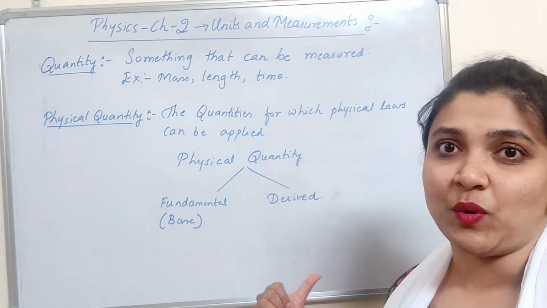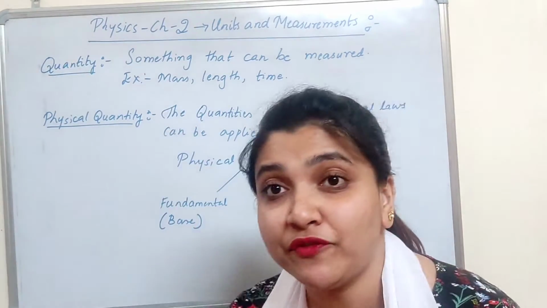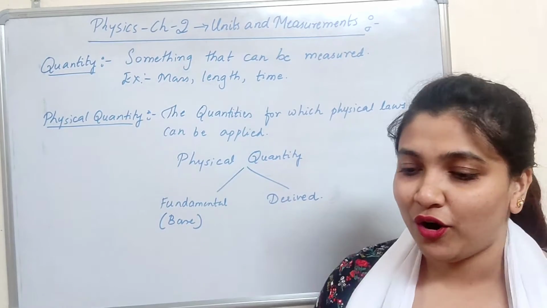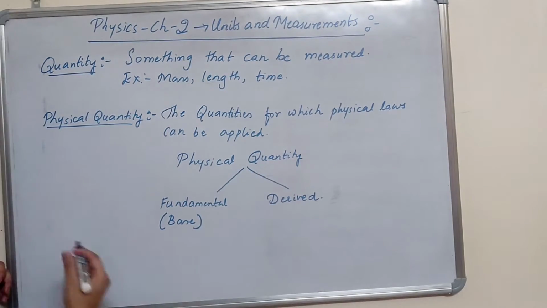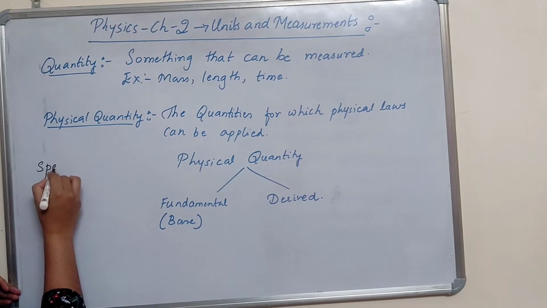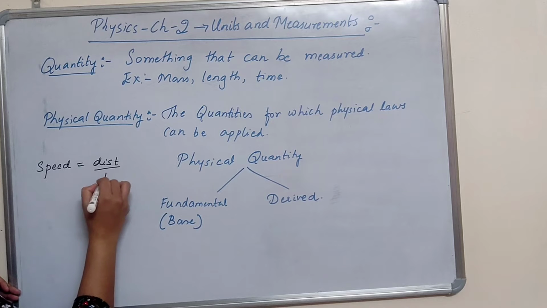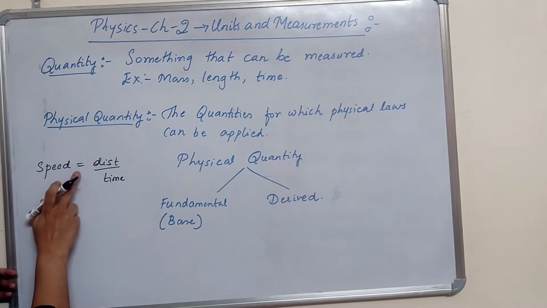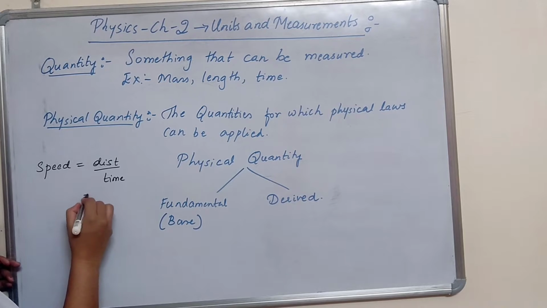But what are derived quantities? Derived quantities are the quantities which are derived from the fundamental quantities. Alright, like what? Now suppose we all know what is speed, right? Speed is equal to what? Distance divided by time, right? Distance is a fundamental quantity and time is a fundamental quantity.